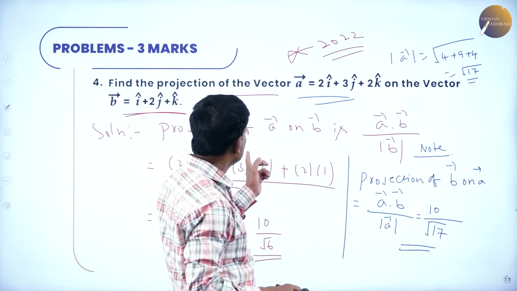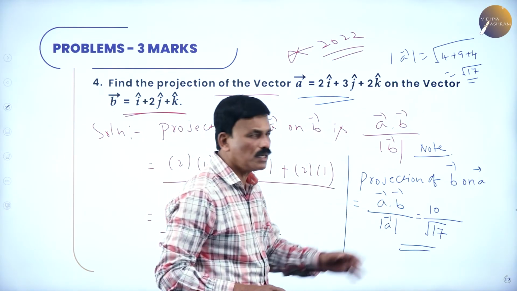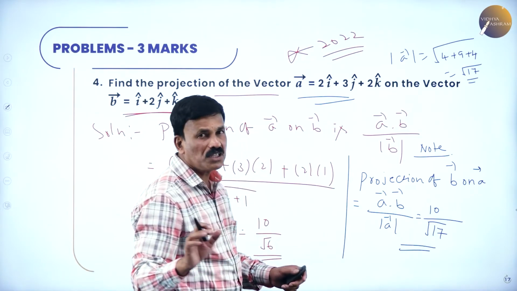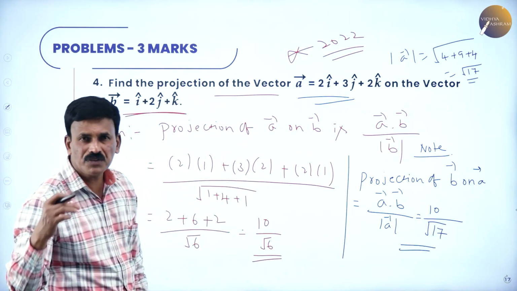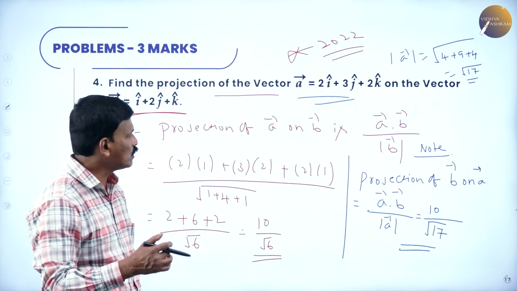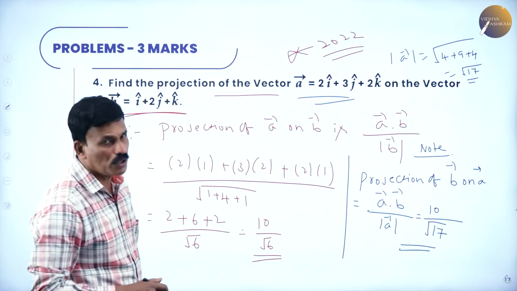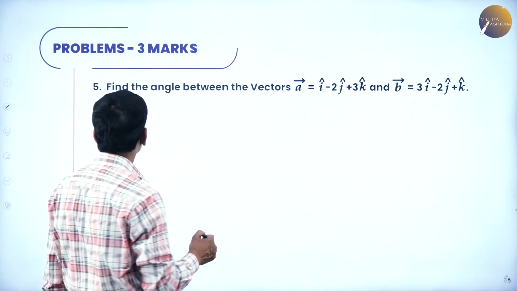That's it. So, projection of A on B is A dot B by length of B. Projection of B on A is A dot B divided by length of A. Definitely, you will get one question, either projection of A on B or projection of B on A. A dot B by length of B or A dot B divided by length of A. That's it. Okay. Now, let us take one more problem on angle of intersection between the vectors.